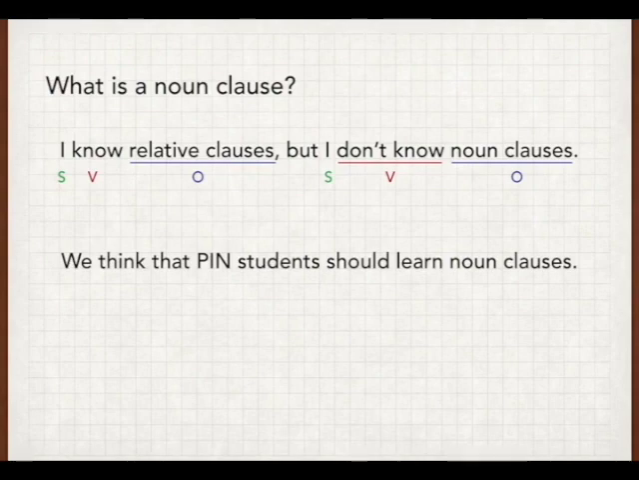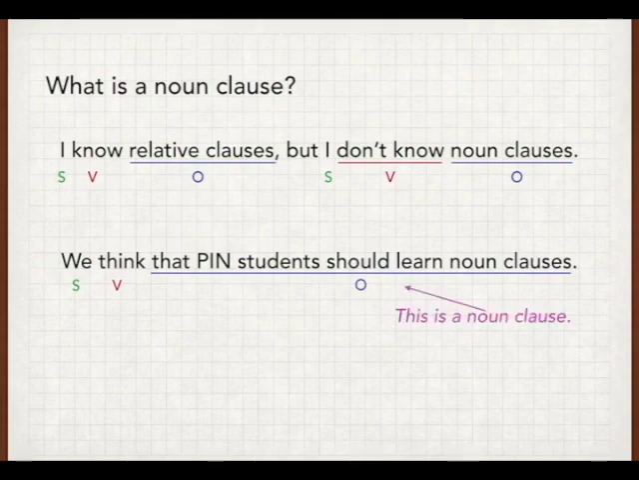Now let's look at a more complicated sentence. We think that pre-intermediate students should learn noun clauses. Okay, this is long and it looks difficult, but it's actually very simple. The subject is we, think is the verb. Now, which is the object of the sentence? Well, the object of the sentence is all of this, that pre-intermediate students should learn noun clauses. This is the object of think. And this is a noun clause.